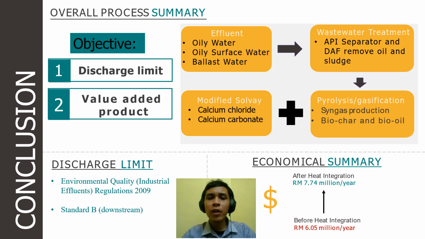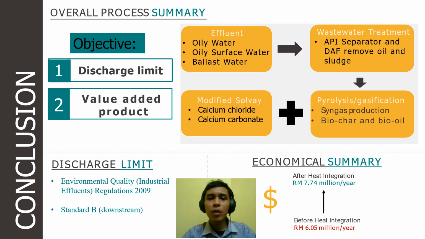The removal of oil and suspended solid is done using API separator and dissolved air flotation unit. The recovered oil produces syngas, biochar, and bio-oil. Sodium chloride is recovered from the wastewater and processed into calcium chloride and calcium carbonate through modified Solvay process. Overall, it can be said that this plant design managed to achieve its objective by satisfying the discharge limit stated in Environmental Quality Industrial Effluents Regulation 2009 for Standard B.